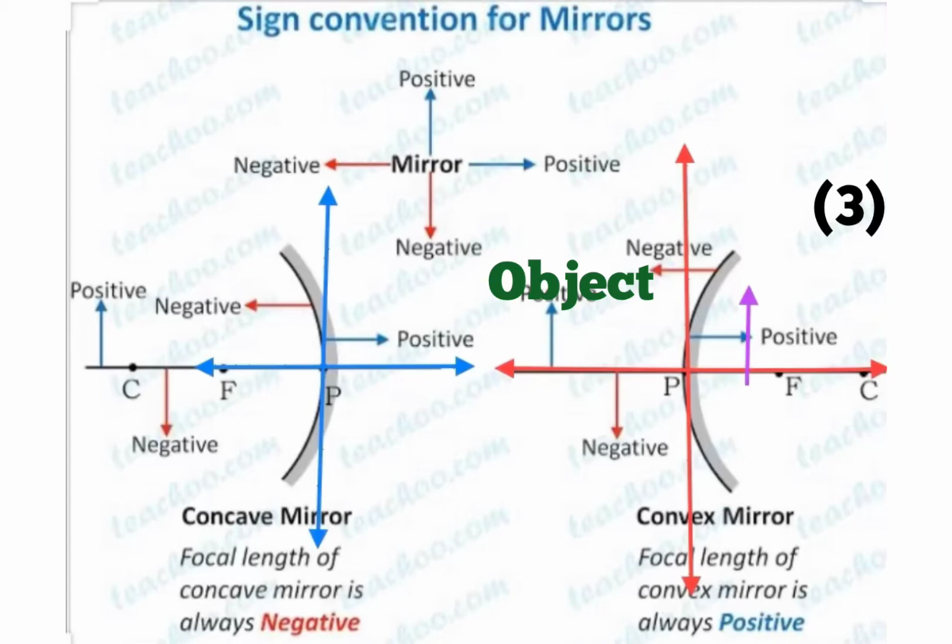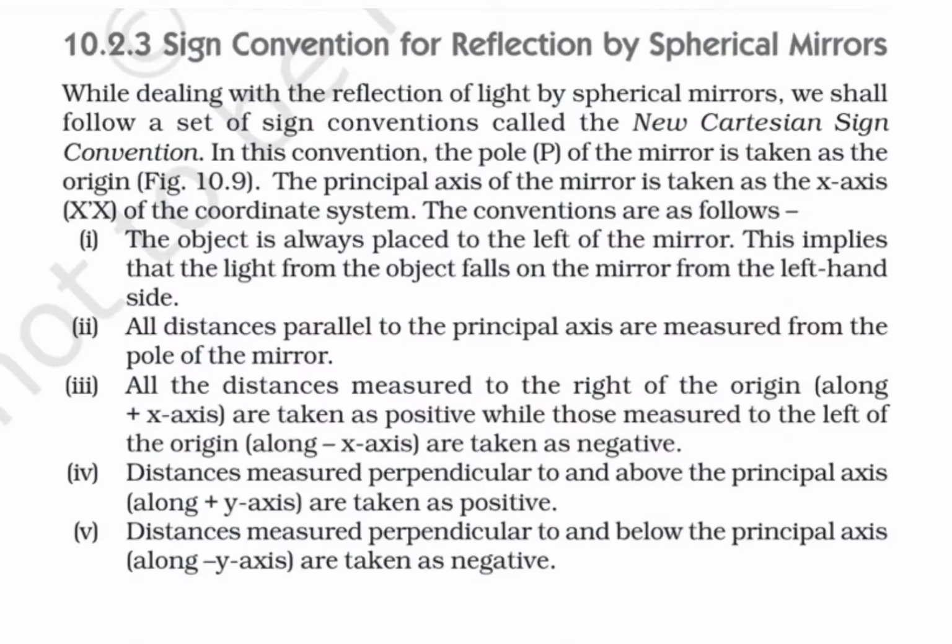Now you know that image obtained in a convex mirror is behind the mirror and it is virtual and erect. So image distance, that is distance of the image from the pole of the mirror, will be positive, and height of image will also be positive as we are getting erect image. And you know that for convex mirror, principal focus is obtained behind the mirror, so focal length will be positive. So students, these were the sign conventions for concave and convex mirror.